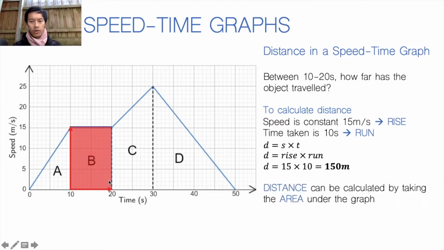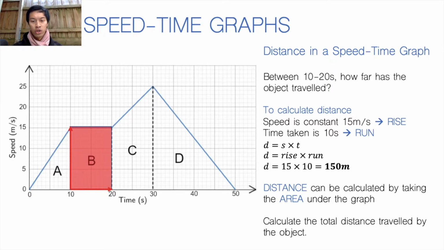Okay, so let's see if we can try and calculate the distance of the area under the entire graph, the total distance traveled by the object. Okay, now if you were to look at A, it is in the shape of a triangle. So what that means is when you calculate your area, you need to divide it by 2 because the formula for a triangle is a half times base times height.